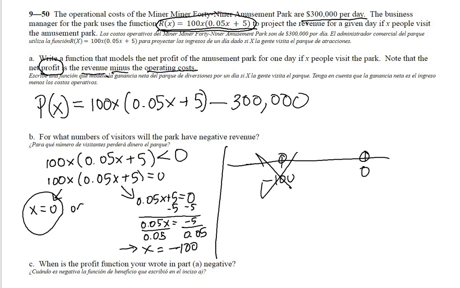Now, if 0 is the boundary point, and it's asking when will the revenue function be less than 0, then I'll just test values around 0, but I don't think it makes sense for it to be negative. I'm just going to test it anyway. Okay, here we go.